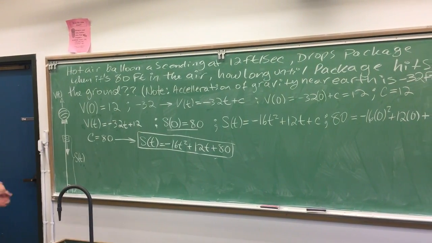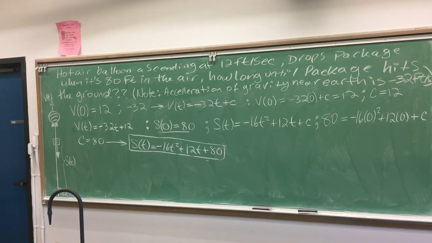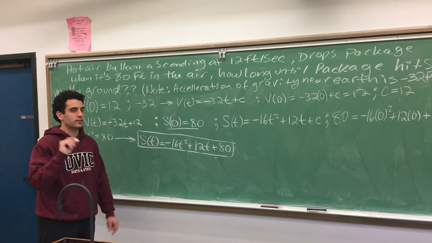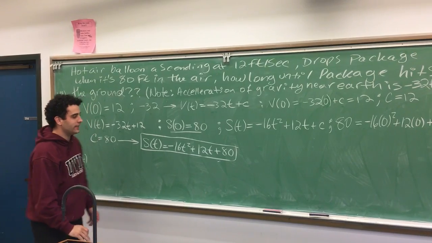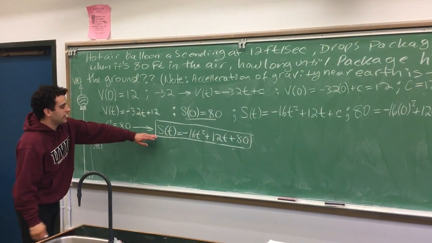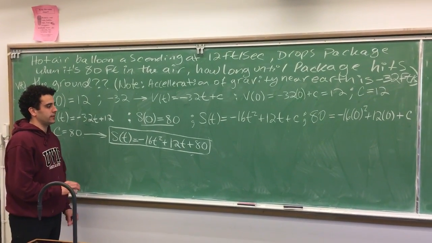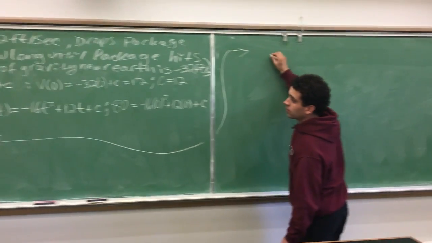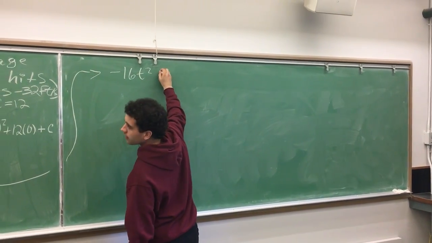And we want to set this to 0, because we want to know how many seconds until the package is at 0 height. So if this denotes the height of the package, we're going to set it to 0 and find out how many seconds until it's at 0 height. Might as well just bring this over here. So, negative 16t squared.